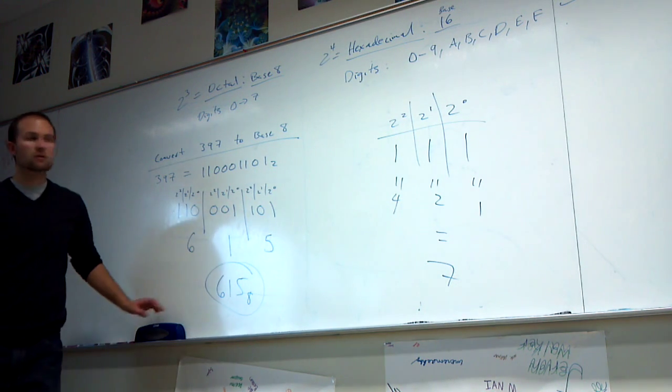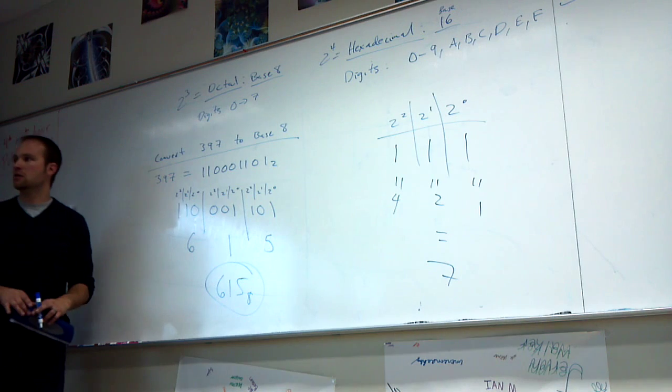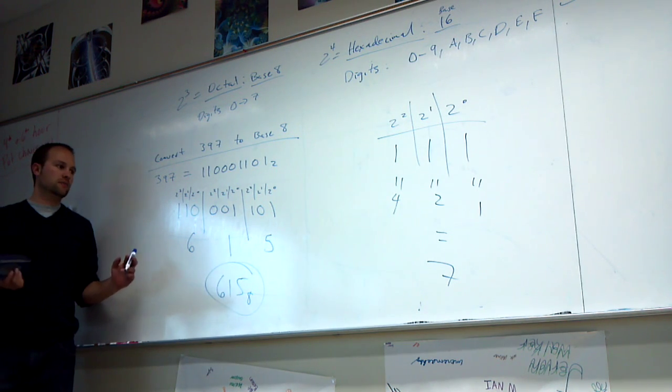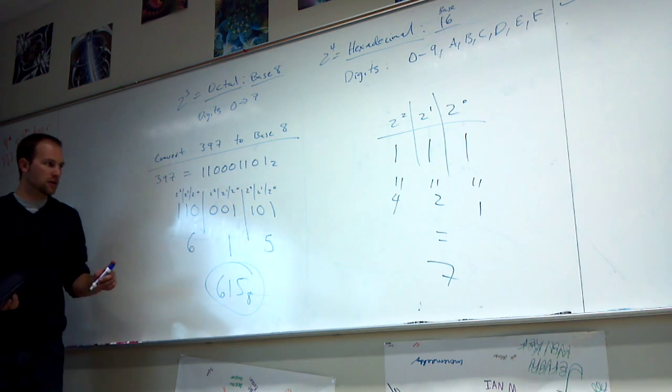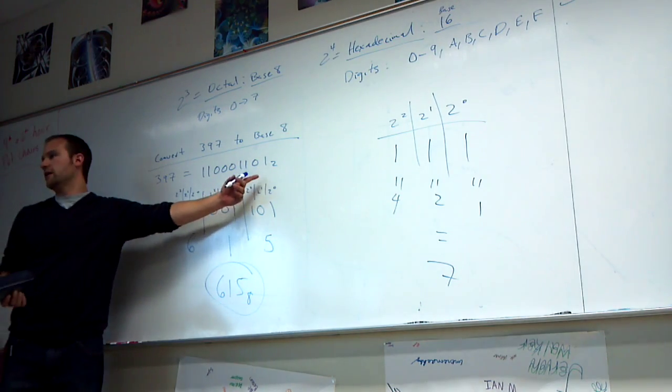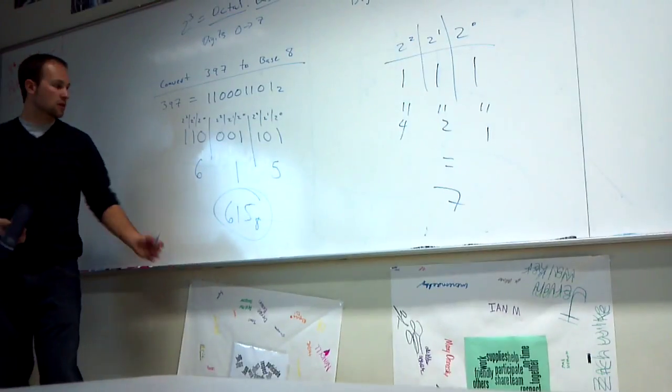So wouldn't it just be easier to do the original base 8 method? It took me like 20 seconds on the calculator. Well, you can see though, if you're already given the base 2 number, you just break it up.